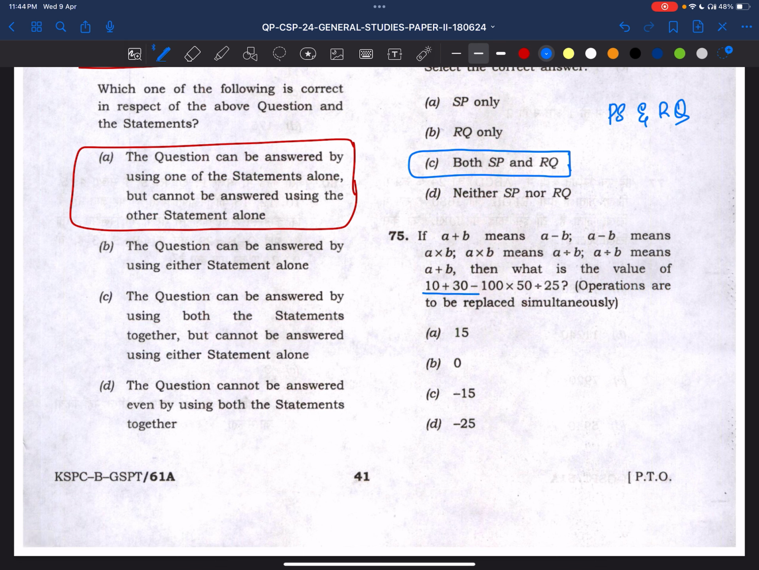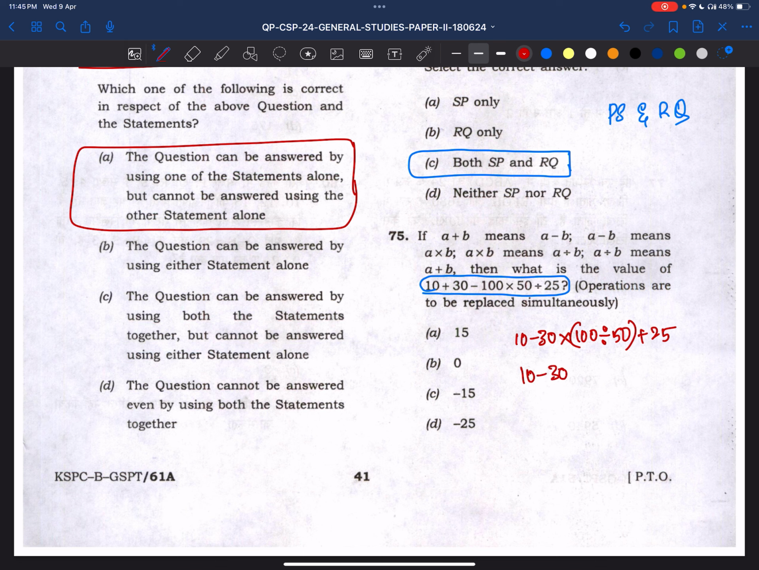Now, see here, we have been given the equation and we have been given the meaning of the signs. So let's write 10 plus 30. The plus means what? Minus. So 10 minus 30. And 30 minus 100. Minus means what? Multiplication. So 30 multiplied by 100. Right? Next, multiplication means what? Division. So divided by 50. Divided by means what? Plus. Plus 24.